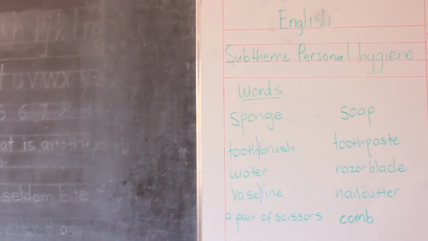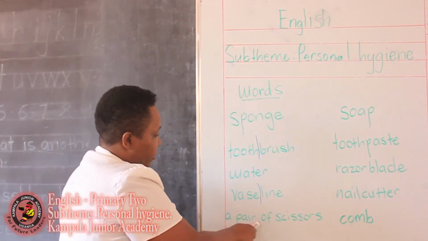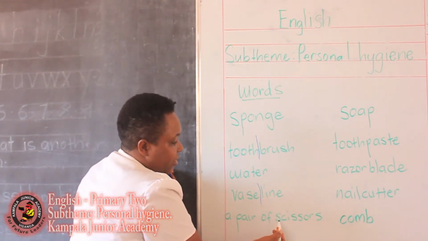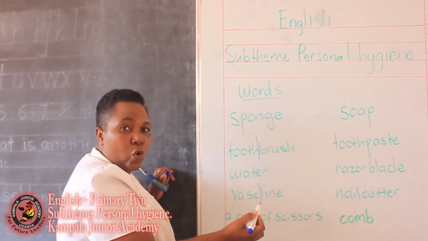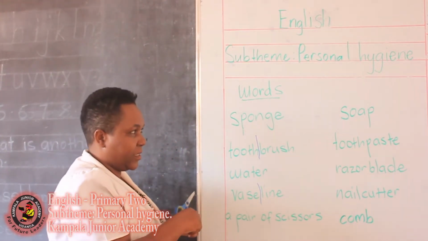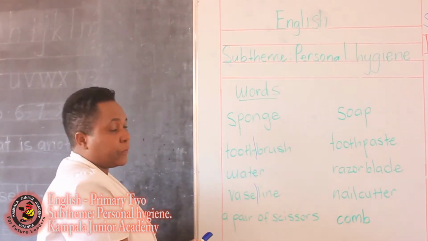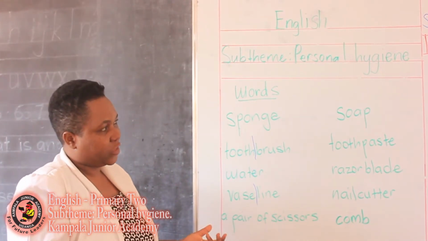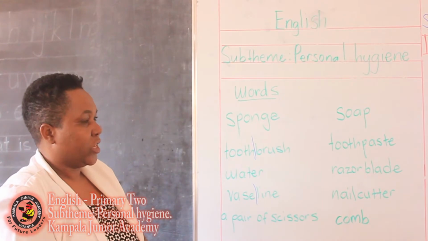Then we have scissors, a pair of scissors. It's called a pair because it has two parts. So a pair of scissors, and we are interested in the word scissors. Scissors is S-C-I-S-S-O-R-S, scissors. We also have the word soap. Soap is S-O-A-P. Some of the children write it as S-A-O-P, but it is S-O-A-P.